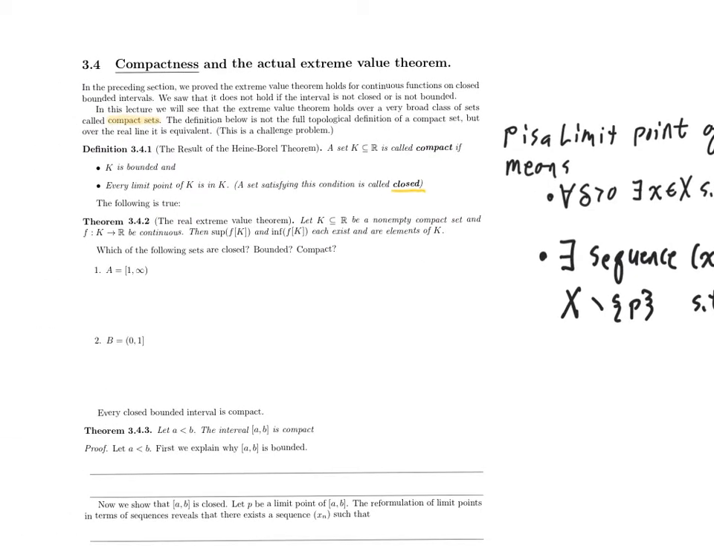So here's the actual extreme value theorem. The real extreme value theorem says, let K, a subset of R, be a non-empty compact set. Let F from K to R be a continuous function. Then the supremum of F of K and the infimum of F of K each exist and are elements of K. And you'll notice that's exactly the same thing as we stated as the extreme value theorem over a closed bounded interval I, except now instead of assuming that K is a closed bounded interval, K is assumed to be compact. And let's start by just understanding what compact even means.